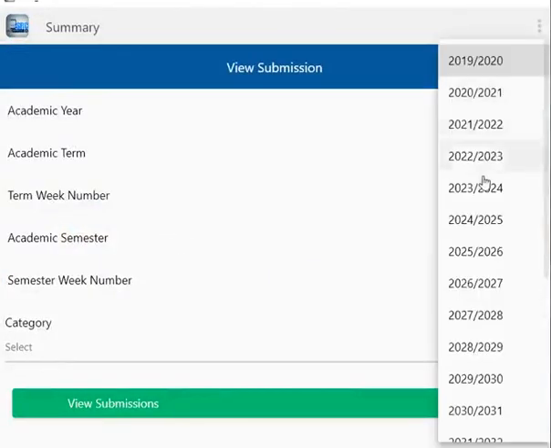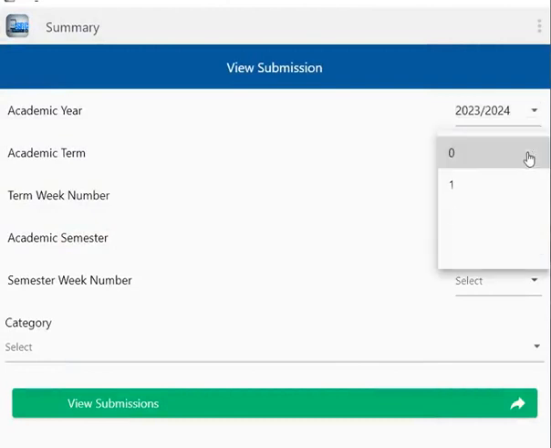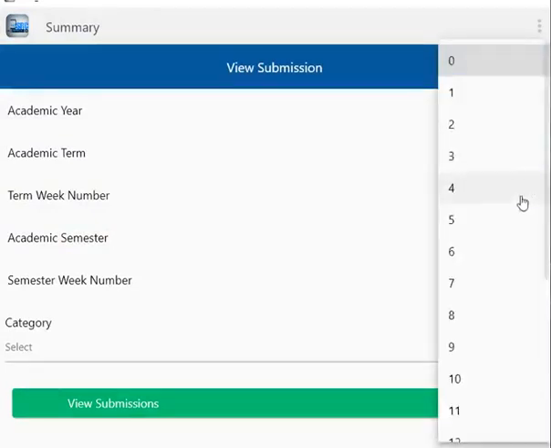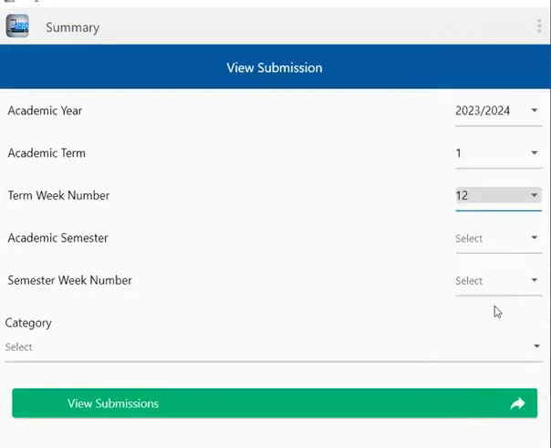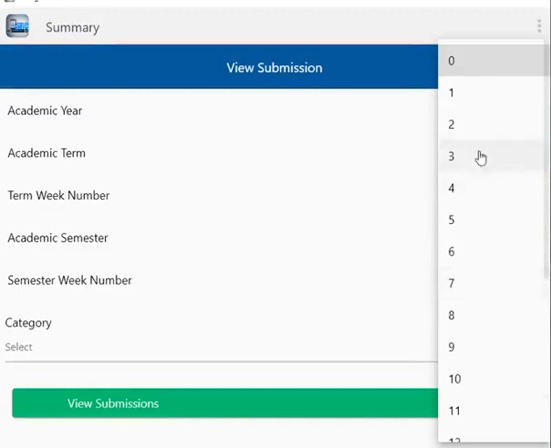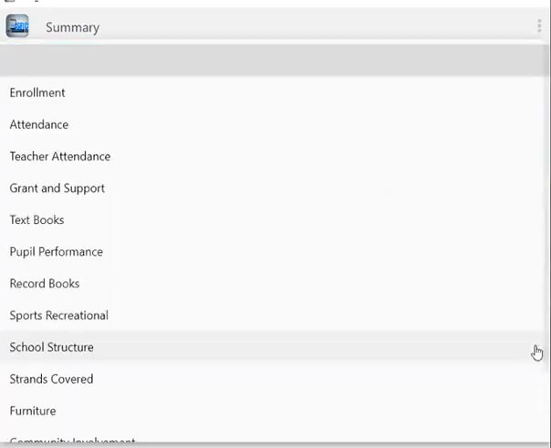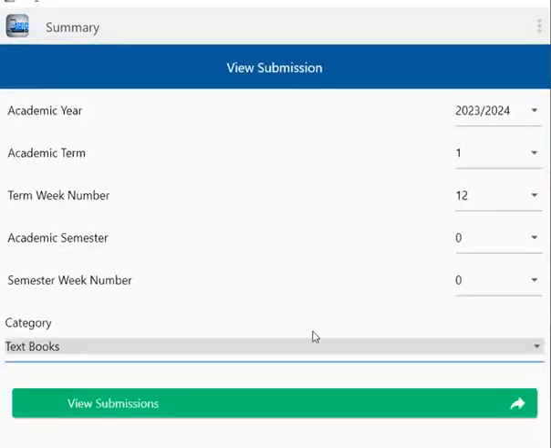So we have the academic year, which is 2023-2024, academic term, which is term 1, term week number. Remember, we chose 12. So if you choose a different term week number, then you may not have the correct information required. So under category, what did we do? We submitted data on textbooks. So you click on textbooks. After that, you click on view submissions.